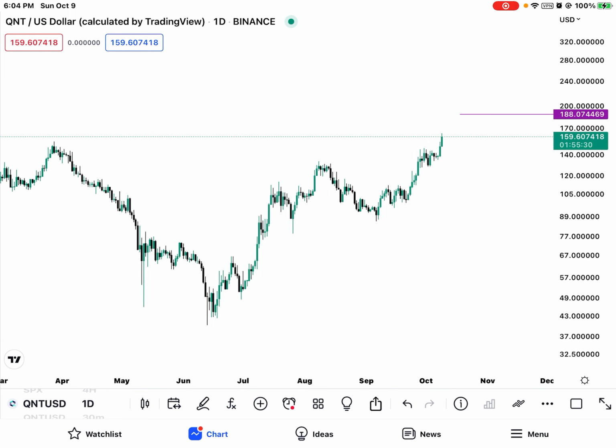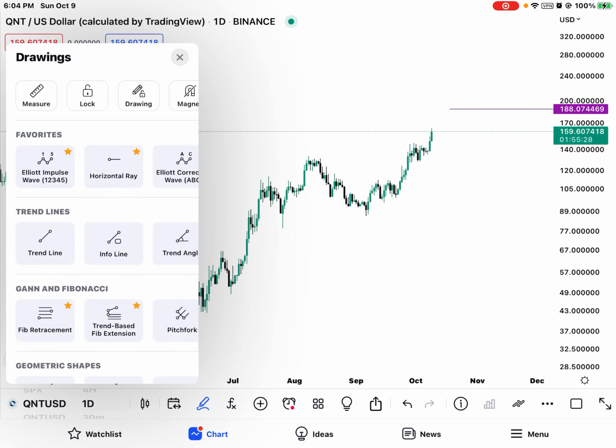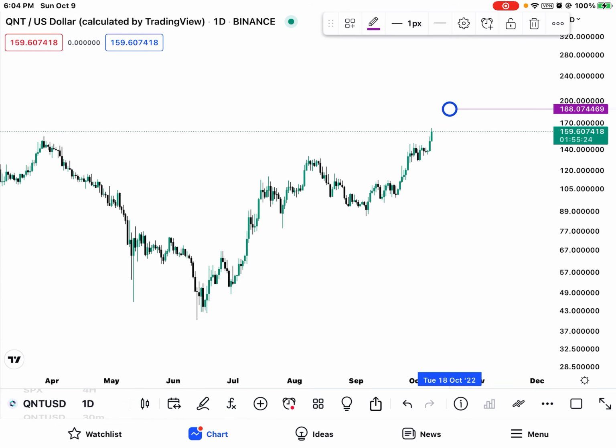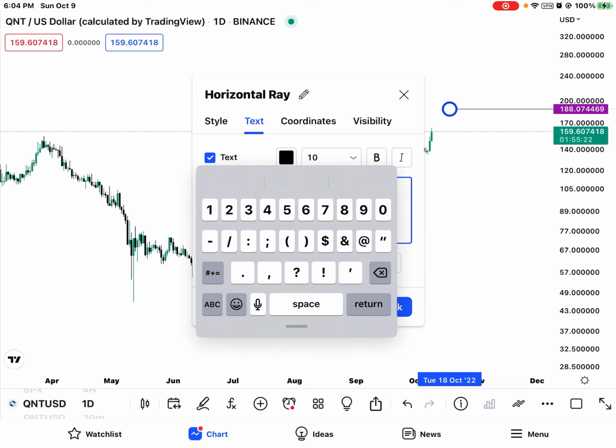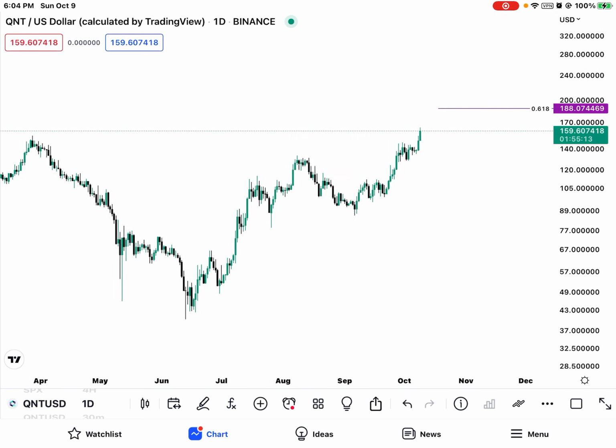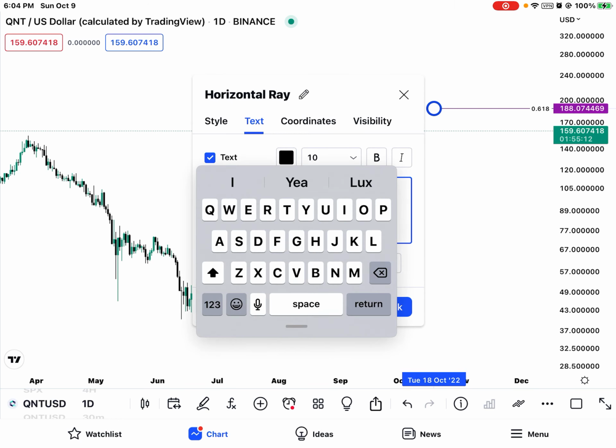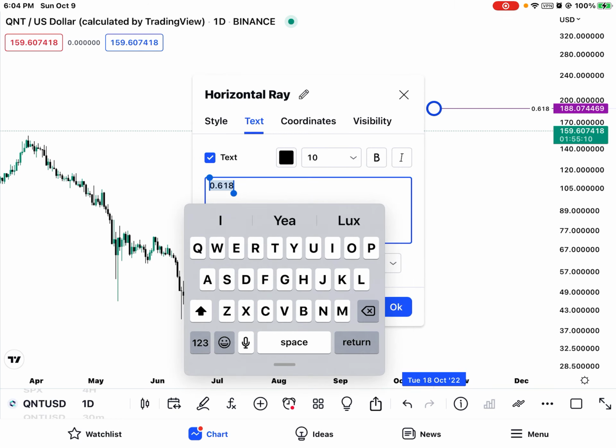Okay, let me continue with what I was saying with the bear case. We could be seeing a, first of all, let me just label this really quickly. 0.618, and we will label this macro.